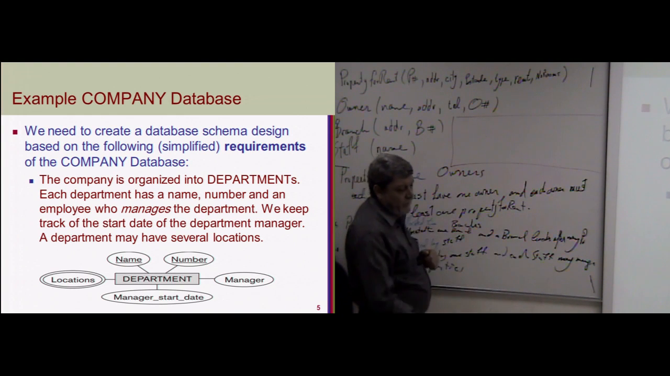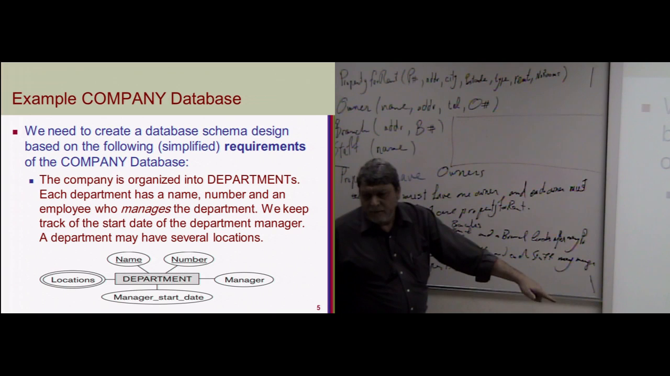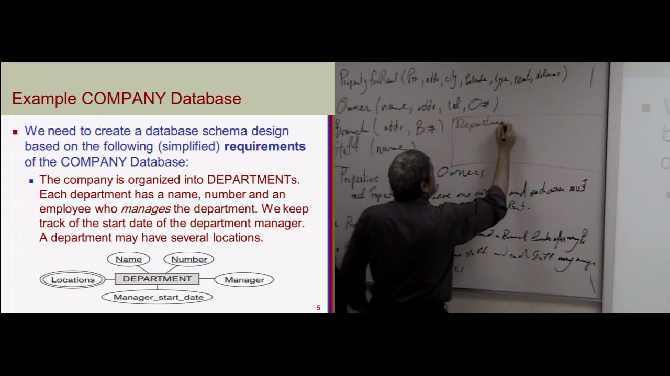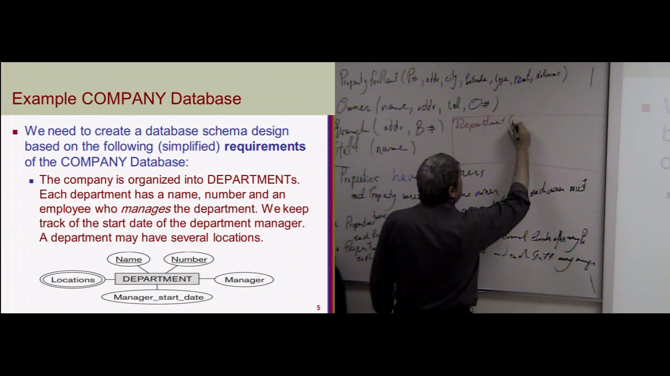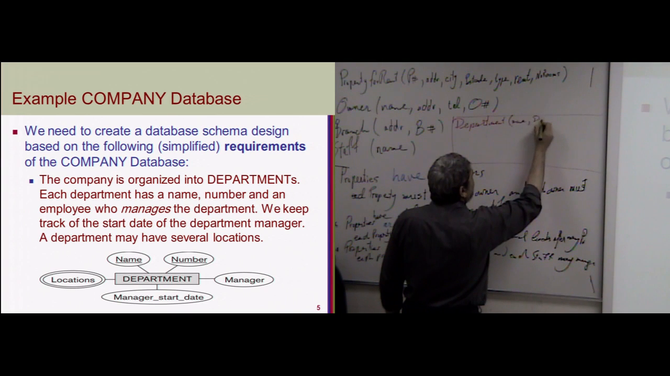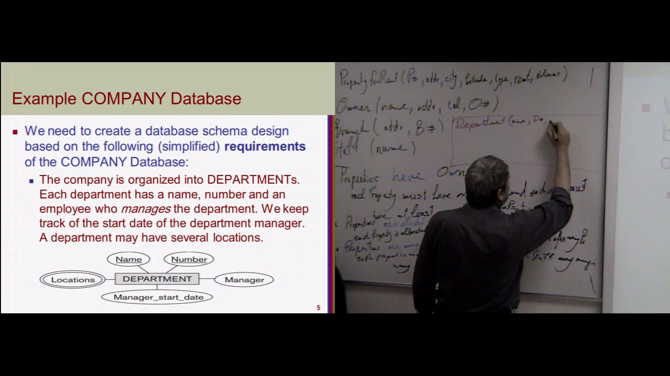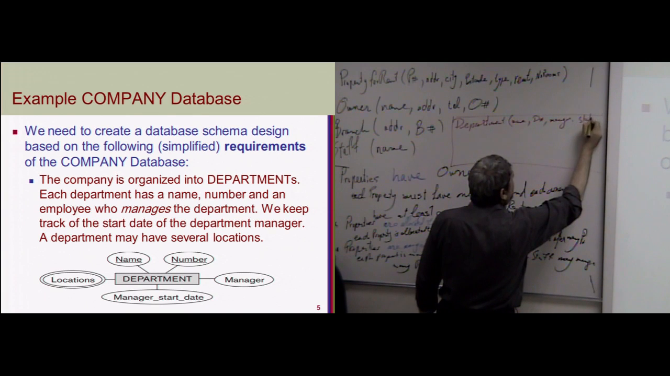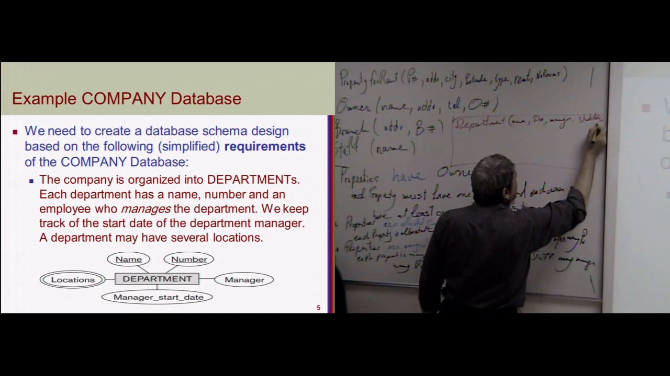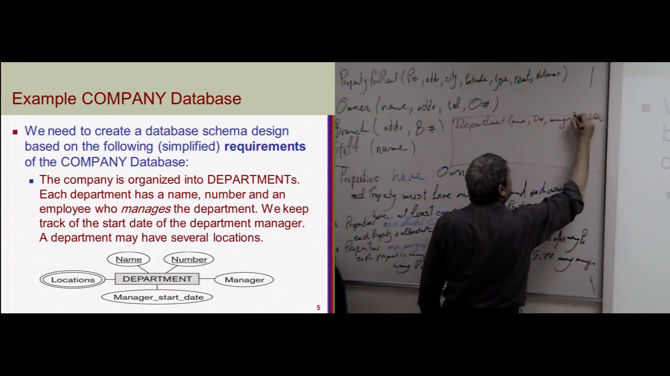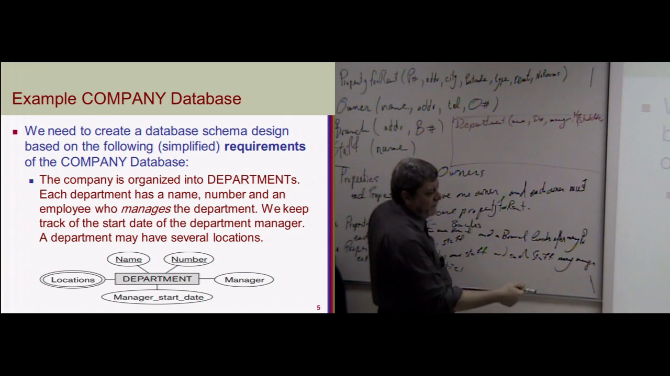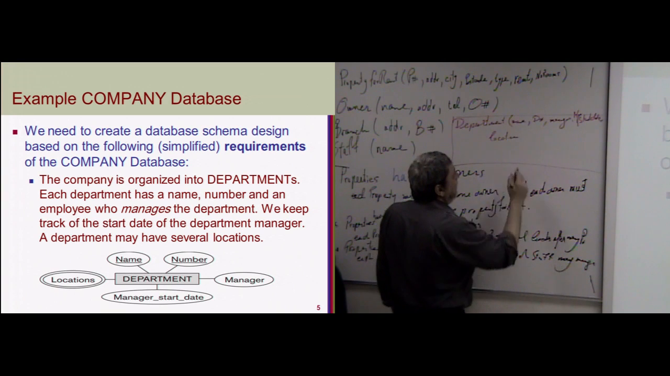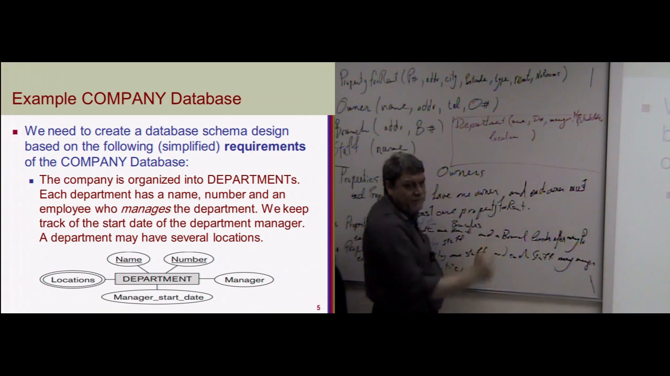Later. So we have entity type, department. What are the attributes? Name, number, let me call it D number, manager, start date, manager start, let's call it manager start date. Location. Do we have one location? So here's the bracket. Let's close this bracket, right?